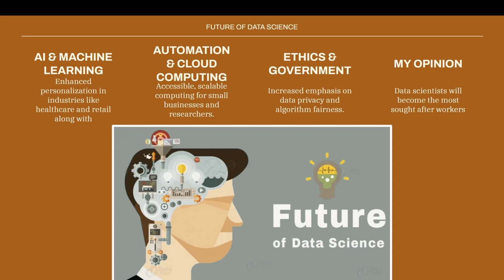In automation, obviously when computing first started out, it was only available for big companies and big government, but now it became useful to everyone, everyday people. And I think with automation and cloud computing, it's become the same exact thing. It's going to be available for researchers and businesses in smaller capacities, and it's going to become scalable. And with the ethics and government side, it can go two ways in terms of data privacy, but I think it's going to go in the way that we want. There's going to be a lot more emphasis on controlling these big data companies and making sure that they don't mess around with algorithms or sharing our data and things like that.